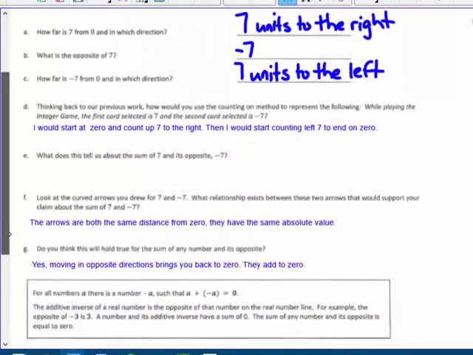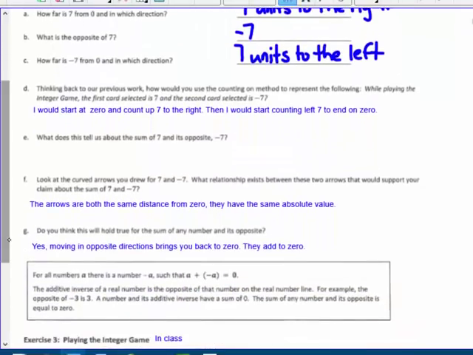What does this tell us about the sum of 7 and its opposite, -7? Well, 7 and -7 combine to make 0. Letter F, look at the curved arrows that you drew for 7 and -7. Well, I just drew straight arrows. What relationship exists between these two arrows that would support your claim about the sum of 7 and -7? Well, the arrows are both the same distance from 0, and they have the same absolute value. If you're going to add two things together that have the same absolute value, you're going to get 0.